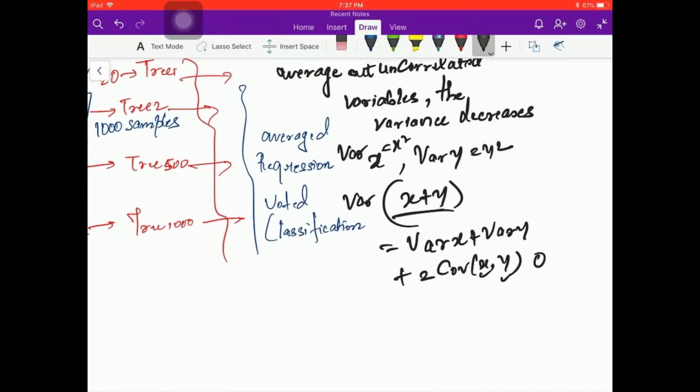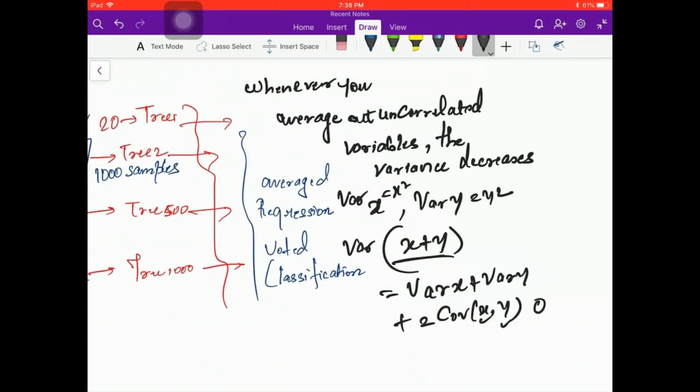So don't go into depth of this, but just remember, if you have multiple variables which are uncorrelated, uncorrelated means they are separate, they are not associated in any terms. Whenever you add these uncorrelated items, you'll end up with a result which has less variance.